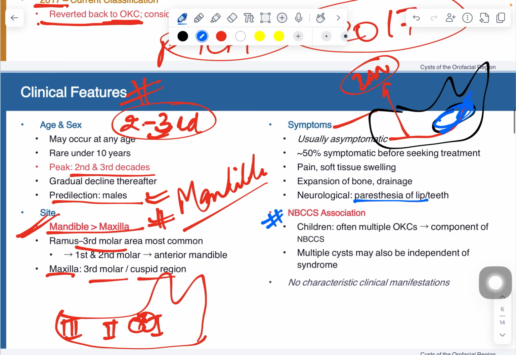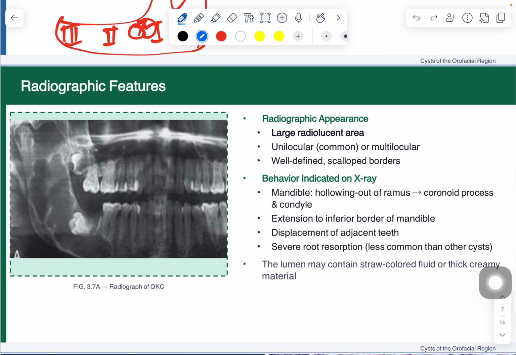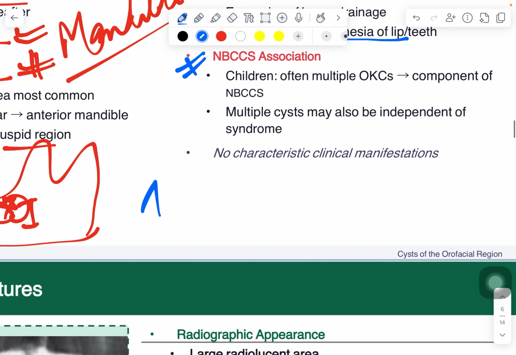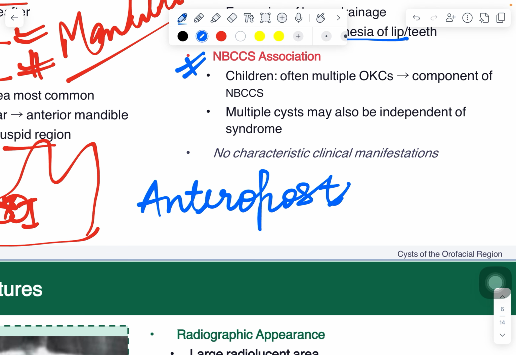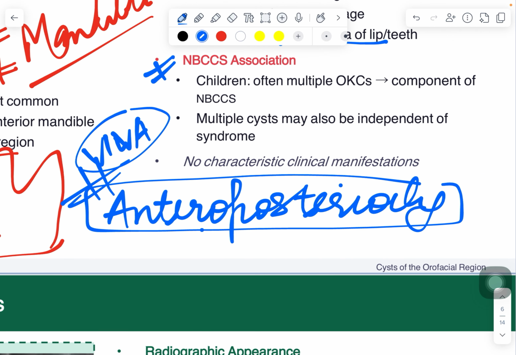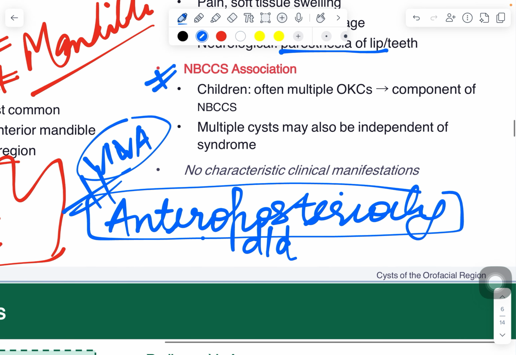So clinical features are clear. Coming on to the radiographs. One of the most important clinical features that has been left is that the growth occurs in the antero-posterior direction, and this makes it differentiable from ameloblastoma. It is a very important viva question that growth occurs antero-posteriorly, which makes it a differential diagnosis from ameloblastoma.